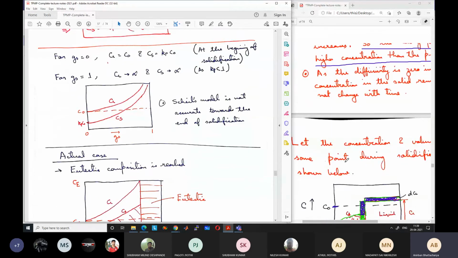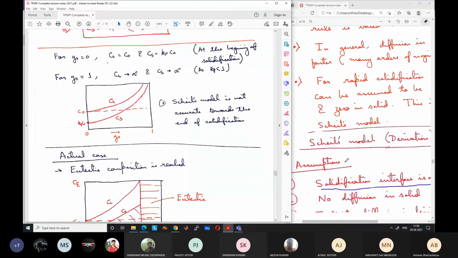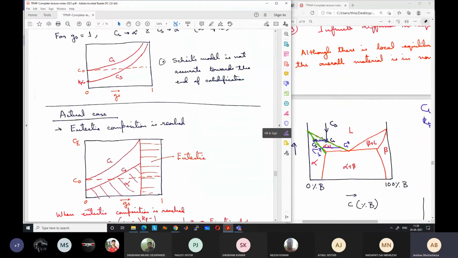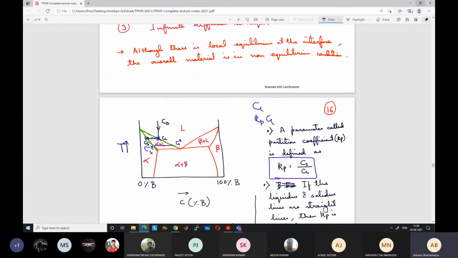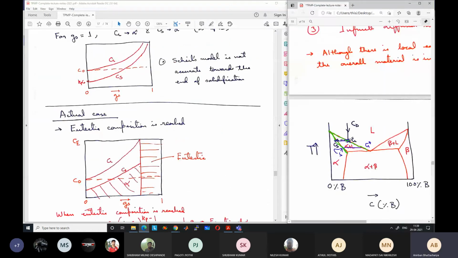If I go to the phase diagram, we are starting with C0 concentration in the liquid, and in the solid we have Kp into C0. So with time the concentration in the liquid increases and in the solid also increases, always remaining Kp into whatever is Cl. So the Cl keeps on increasing with time and the concentration in the solid also keeps on increasing.